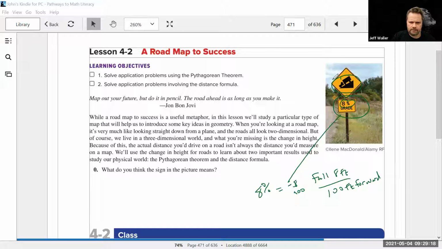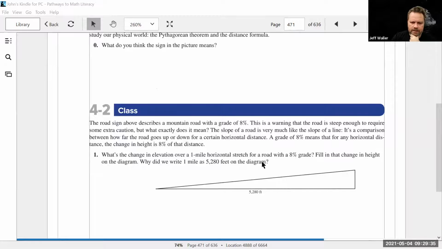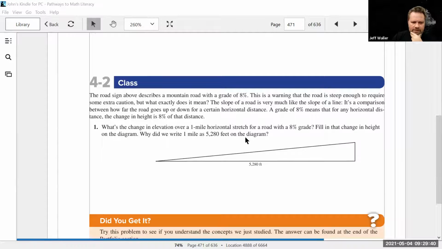Let me clear this away. The main thing in here is this is a triangle here, right? Triangle. So it's going to come into play. Obviously, Pythagorean theorem relates to certain kinds of triangles. Oh, they got a nice picture for me here. Now let's see. All right. Here we go. What's the change in elevation over a 1 mile stretch of road with an 8% grade? So I'm trying to figure out what this is right here.